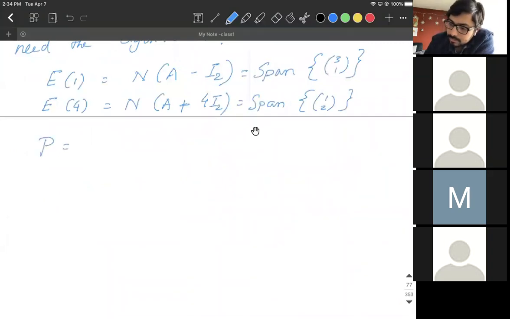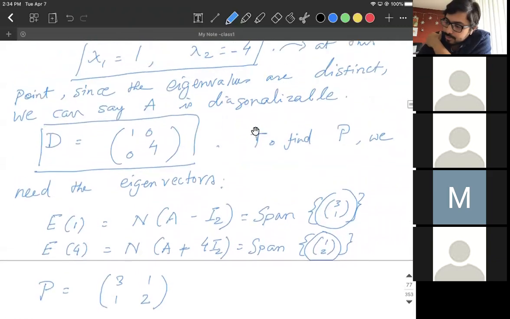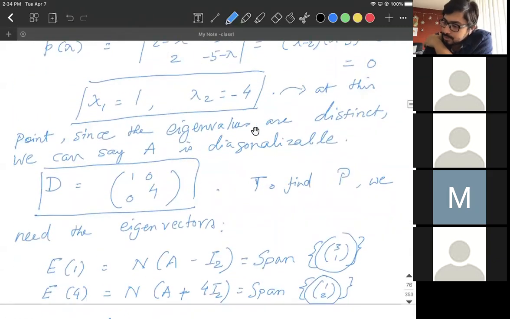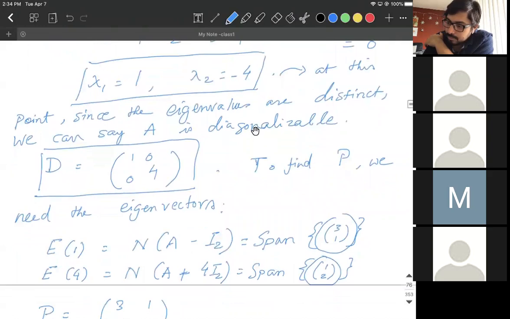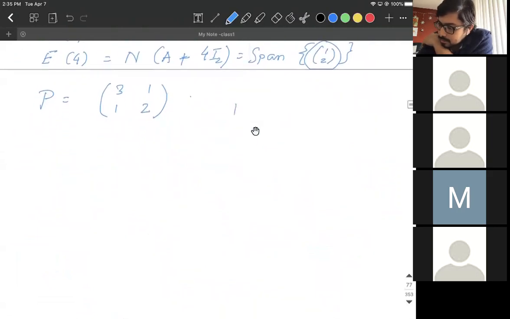Now, then P is given by writing out these eigenvectors as the columns. So 3, 1 and 1, 2. Note that writing out the eigenvectors as columns depends on how you wrote down D. So if you switch the eigenvalues, so for example, let's do it. So to complete the problem, hence D is equal to, well, we have the specific D in this case.